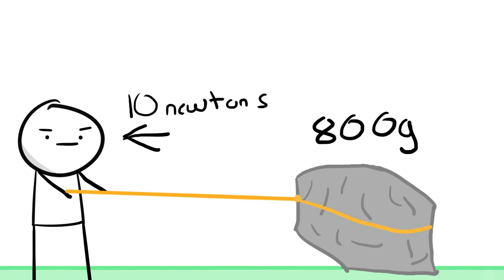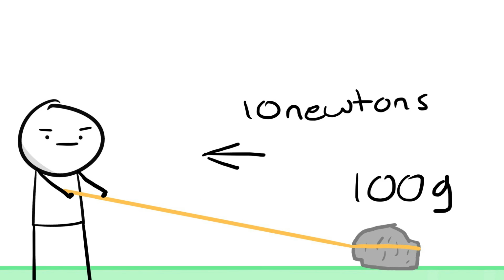If we were to pull a large rock that weighed 800 grams at 10 newtons of force, our acceleration will be much smaller than if we were to pull a small rock which only weighed 100 grams at the same 10 newtons of force, which would have a much higher acceleration.